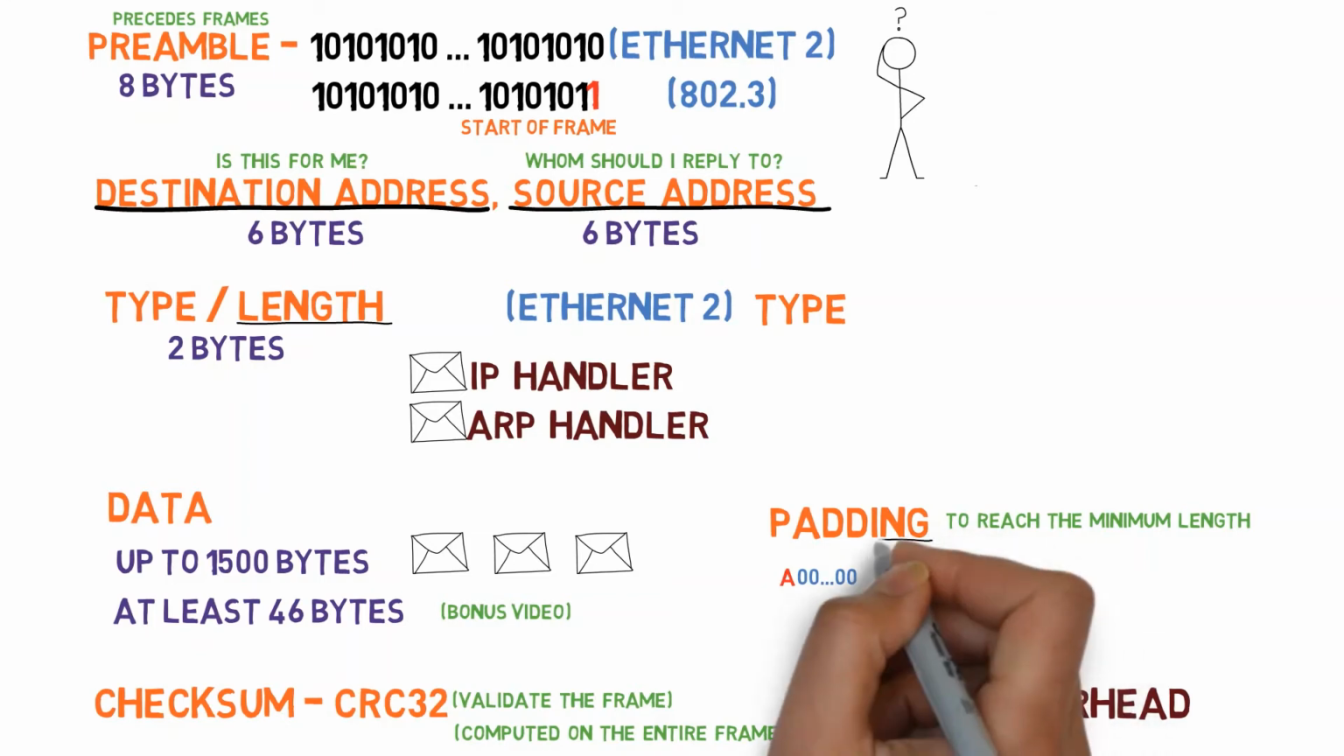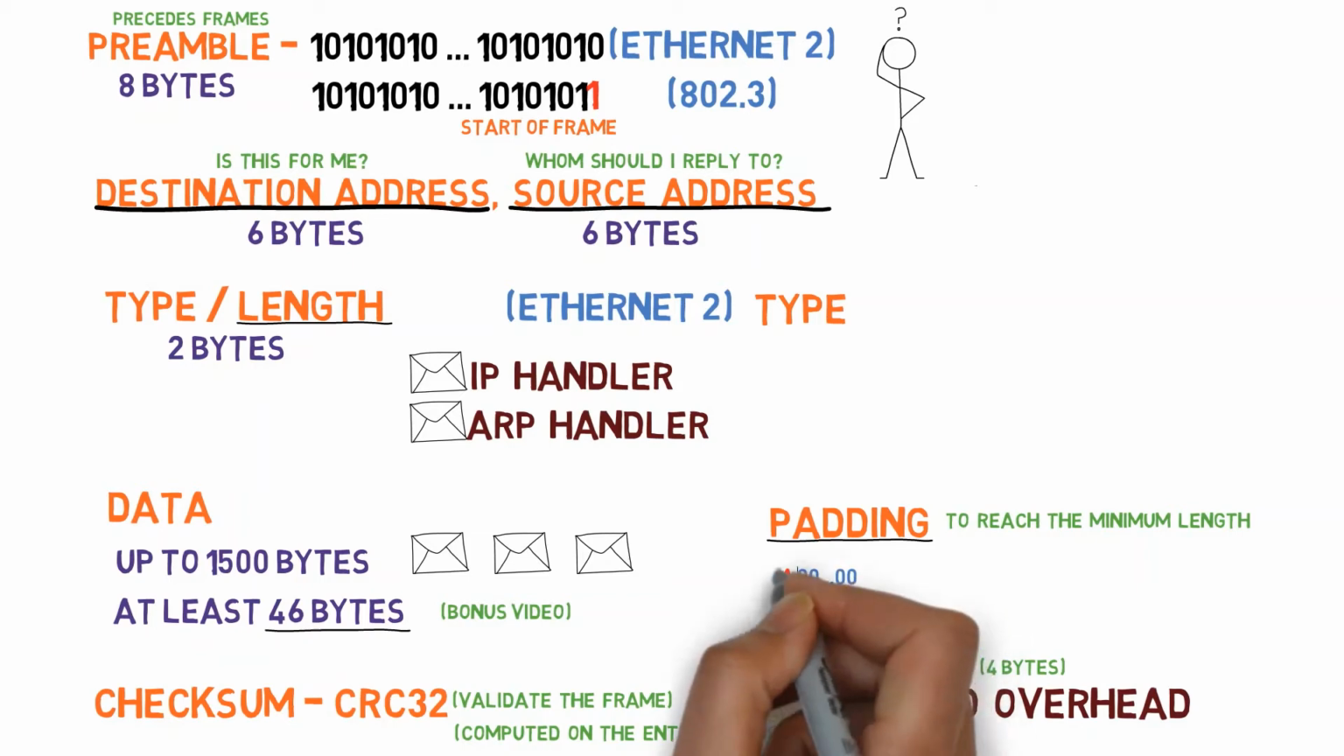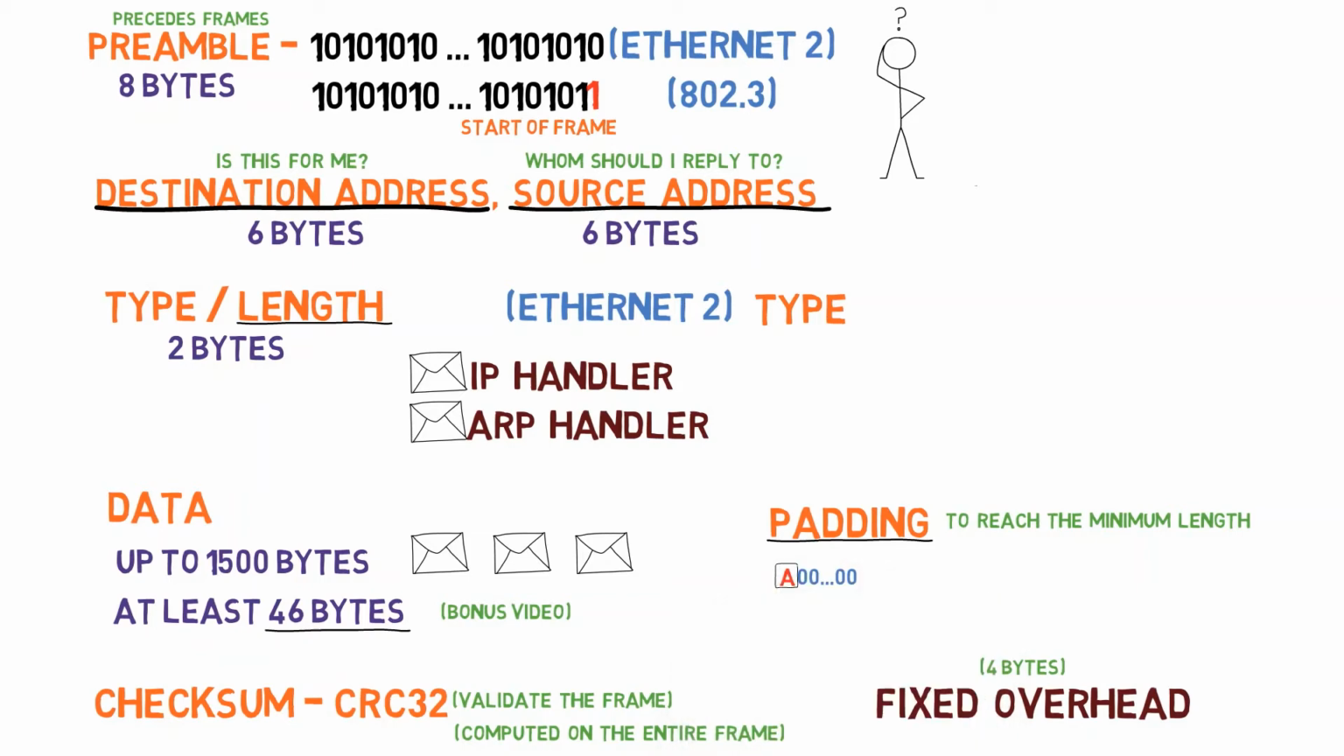Now, let's get back to the padding issue. We said that the data field has to be at least 46 bytes long, and if not, we pad it. For simplicity's sake, let's assume we pad with zeros, as the standard indicates. Well, we actually have a problem here. Let's say the sender wants to send a single byte consisting of the character A. So she'll send an A followed by 45 zeros.